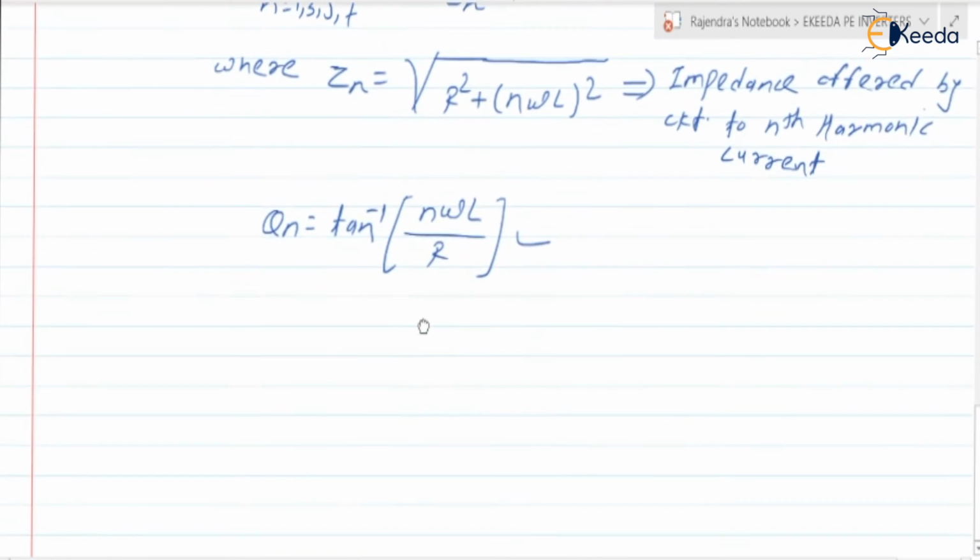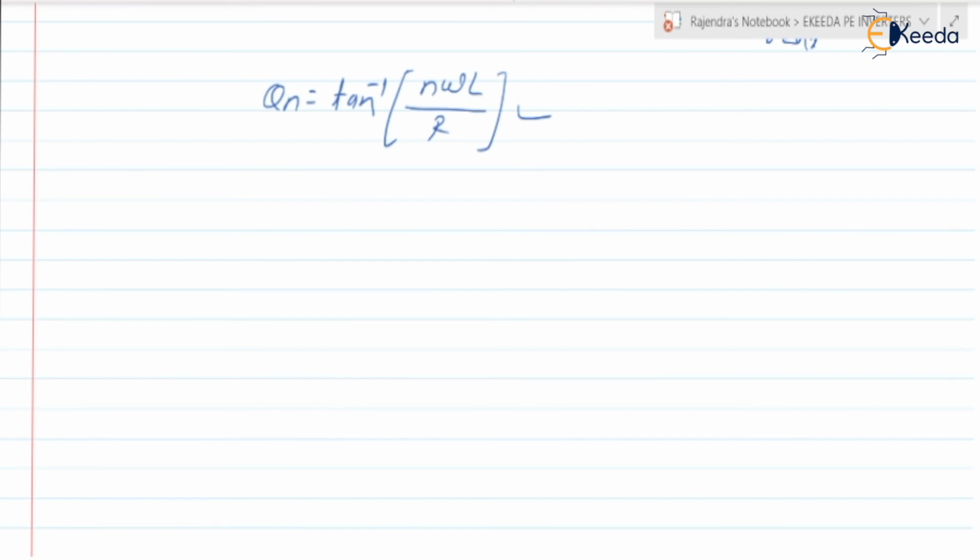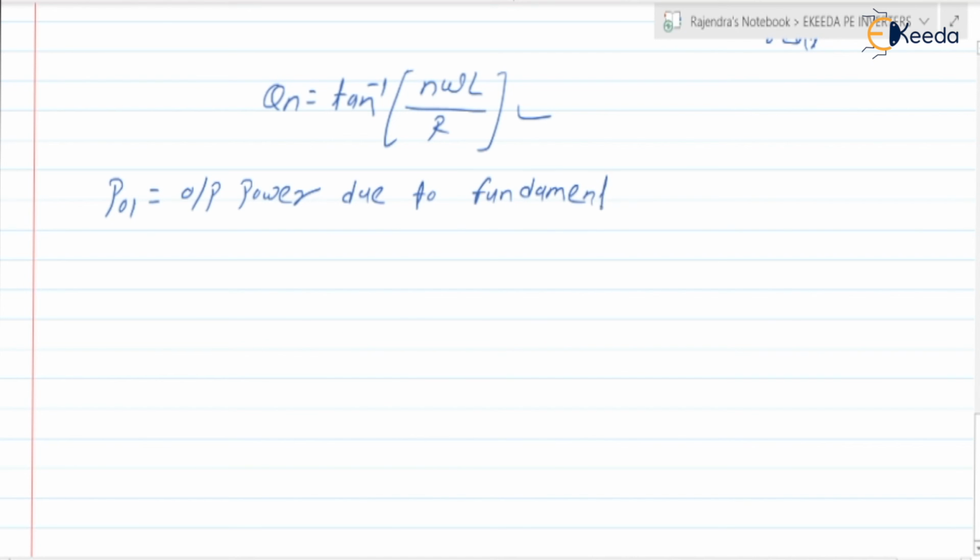Next, what is the output power due to the fundamental component? We can write P01, the output power due to the fundamental component, equal to V01 RMS into I01 RMS into cos of θ1. This is P01. Are you getting the point?